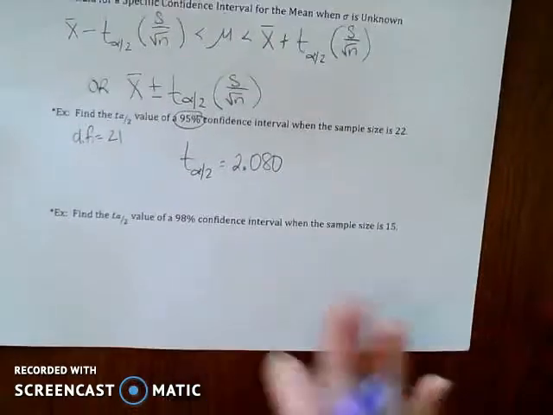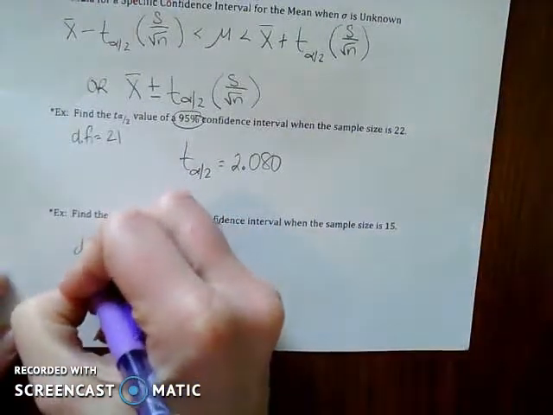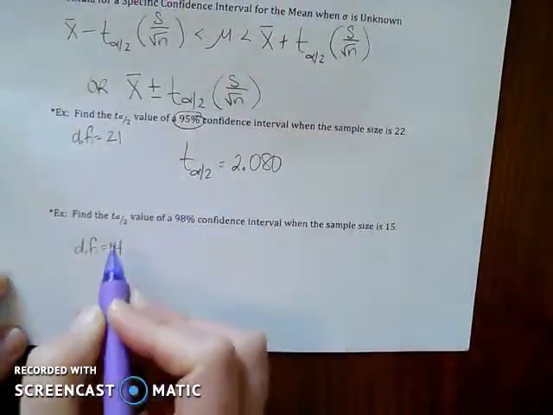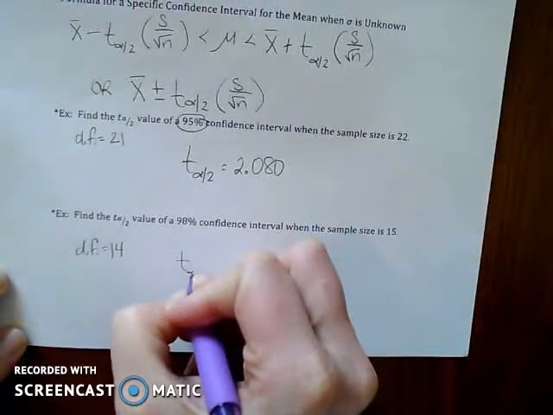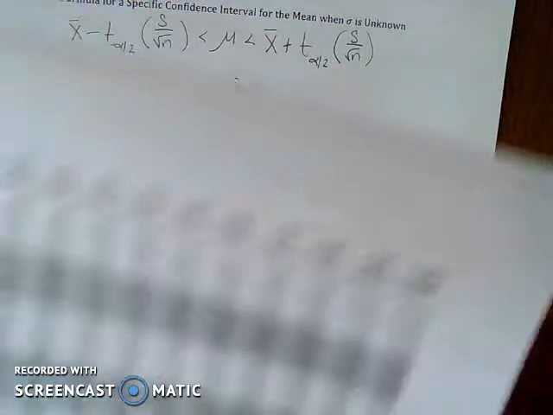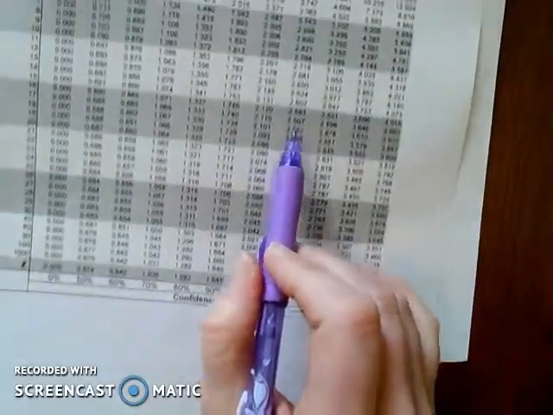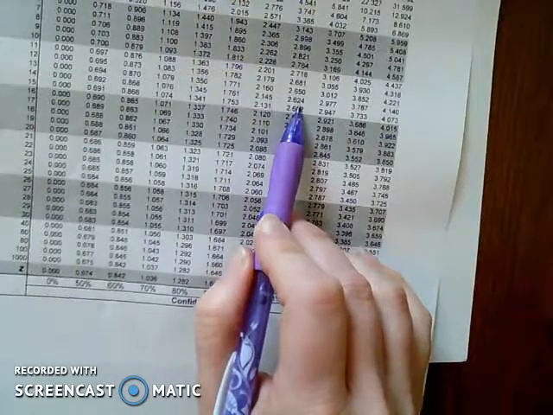Okay, next one. T of alpha over 2 value for a 98% confidence interval when the sample size is 15. So that means our degrees of freedom is 14. Don't feel like you have to write that down all the time. Only if you think you need to. Alpha over 2. So 98% right here, all the way up to 14, 2.624.